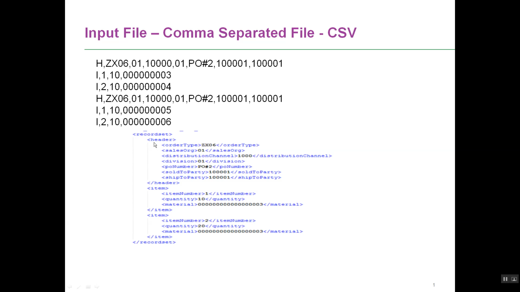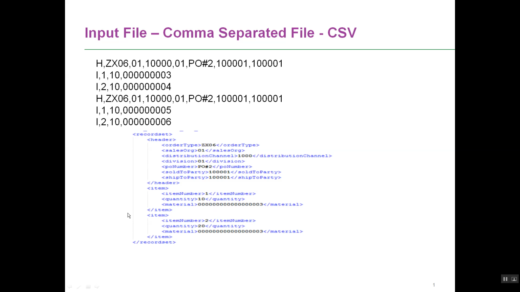If you remember our file to Idoc scenario, this was the XML structure that we created. Our input file had a record set, it had a header, and it had multiple fields like order type, sales organization, distribution channel, division, and so on. And then each sales order could have multiple items. In this case, the item had item number, quantity, material, and so on. In the file to Idoc scenario that we built, the input data came in as an XML file. So let's change this a little.